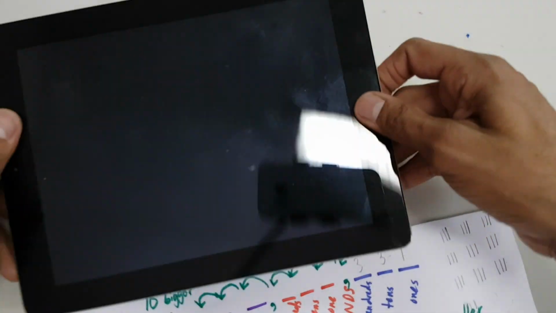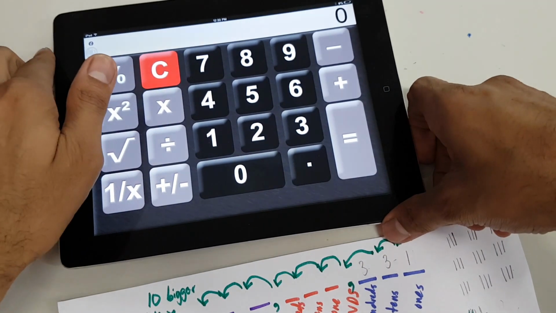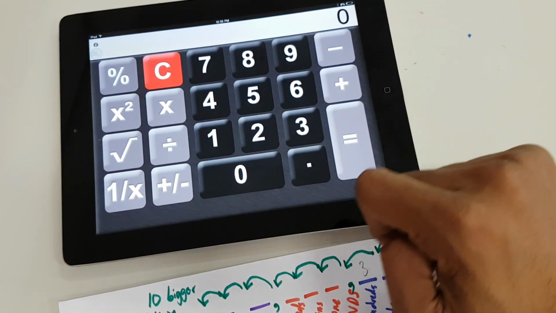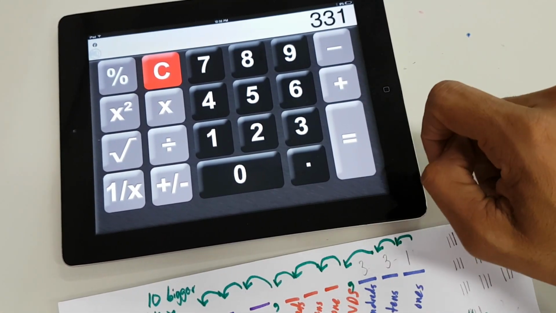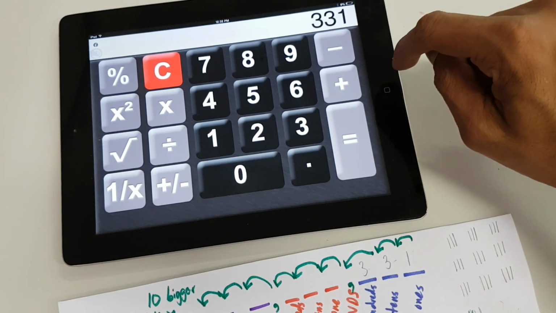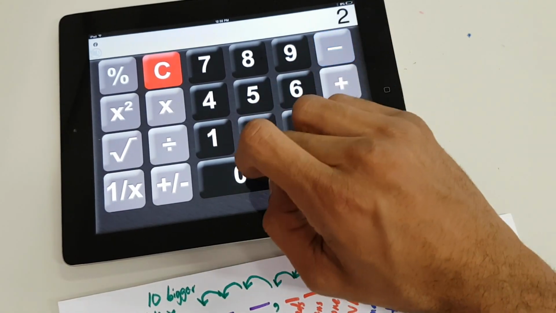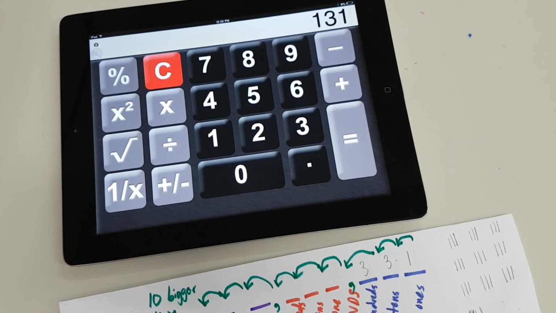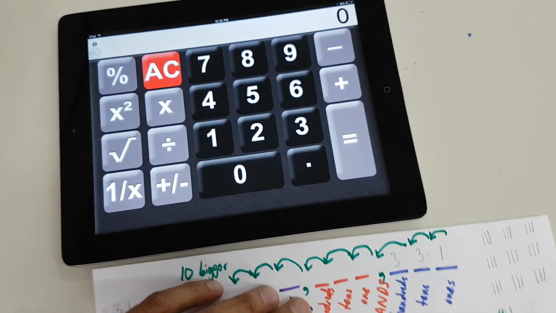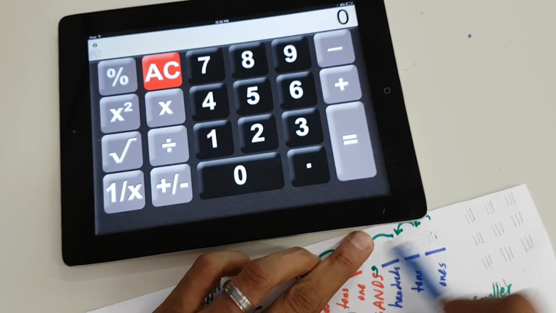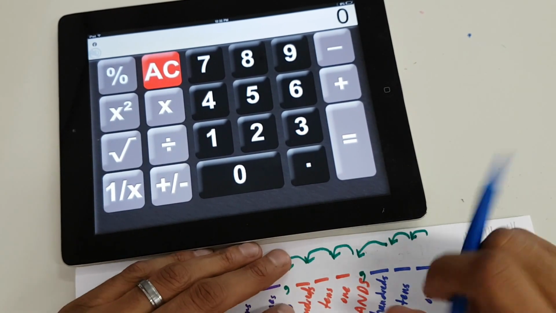So let's try that with a calculator right now. I have the number 331, and I want to change the 300s, and I only want 100. If I want to take away 2 of those, I have to do minus 200, and I'd have left 131. Okay? Let's try with a different number. Let's try with a bigger number.